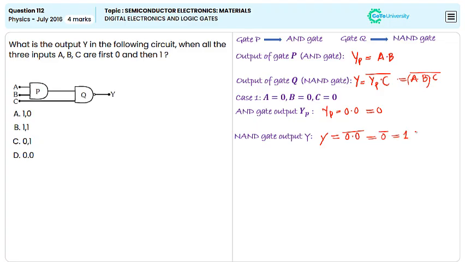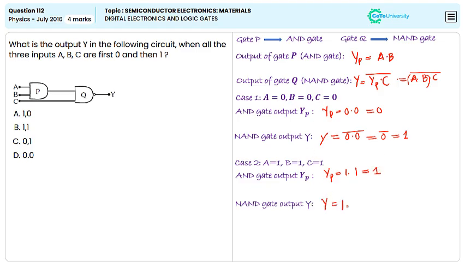Let's check in case 2, when A is 1, B is 1 and C is 1, AND gate output YP is given by YP equals 1 into 1, which is equal to 1, and the NAND gate output Y equals (1 into 1) bar, which is nothing but 1 bar, that is equal to 0.